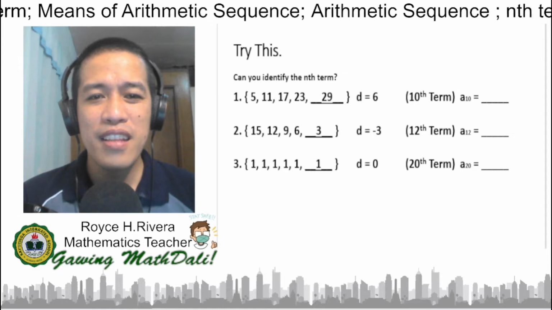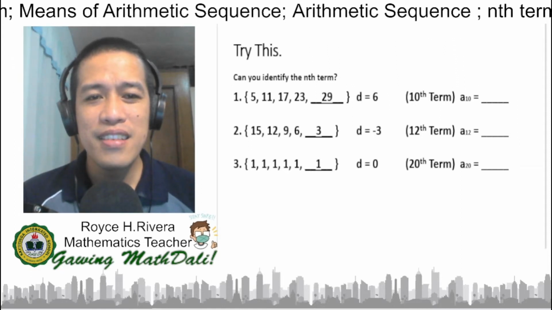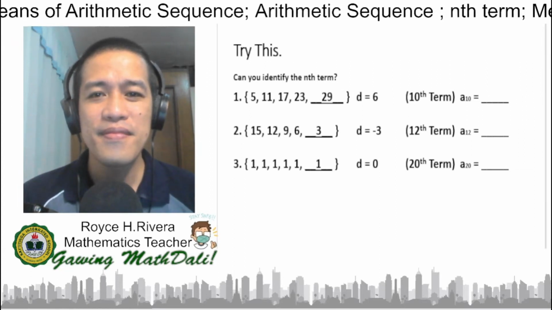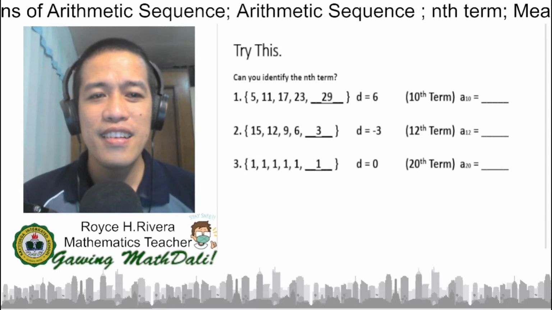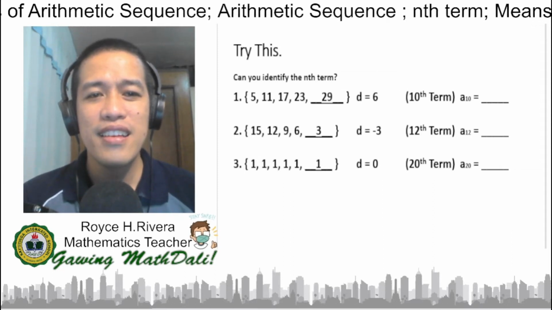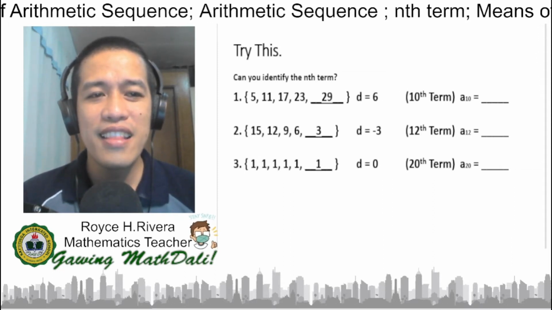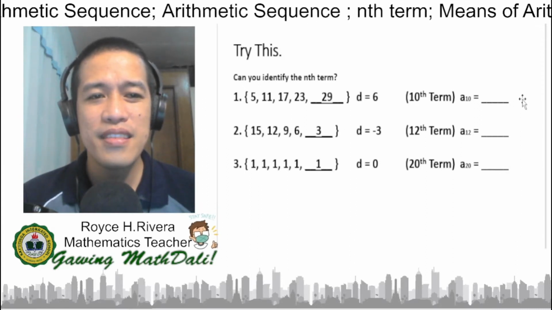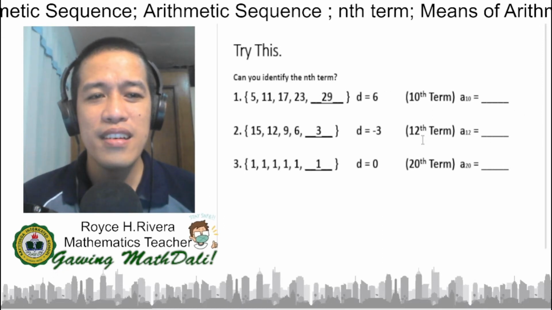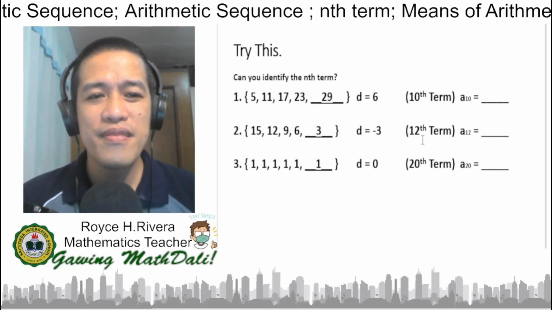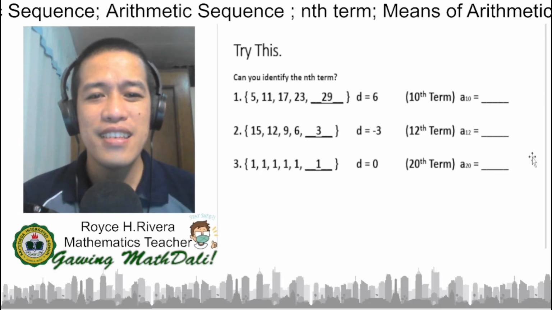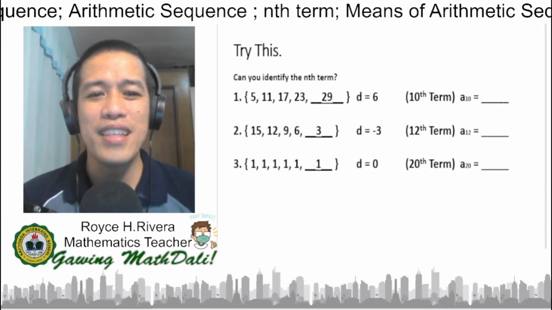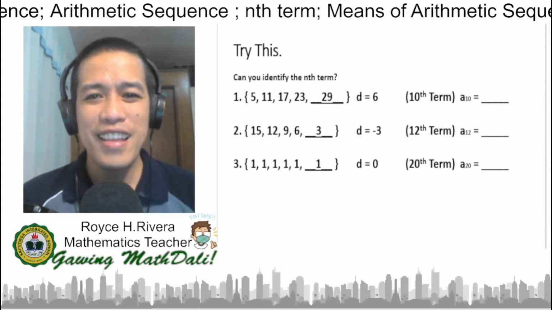So, we have 3 given sets of numbers which are all arithmetic sequence. Number 1, we are asked to find the 10th term of the sequence. Number 2, the 12th term of the sequence. Number 3, the 20th term of the sequence. Subukan natin.